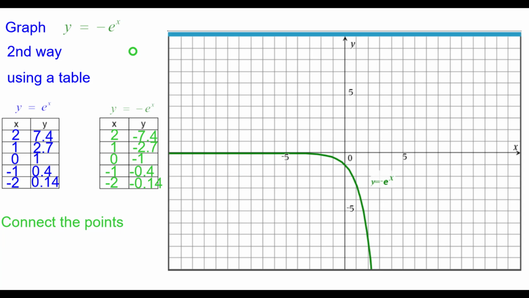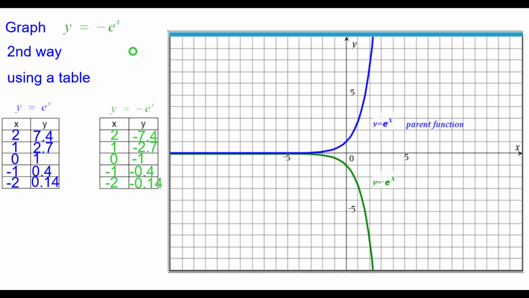We'll connect the points and draw on the asymptote. And again, compare it to the parent function. And again, the graphs are reflections about the x-axis, or they're symmetric about the x-axis.